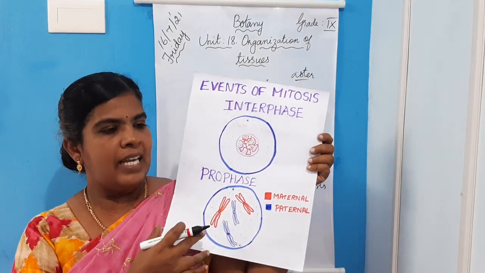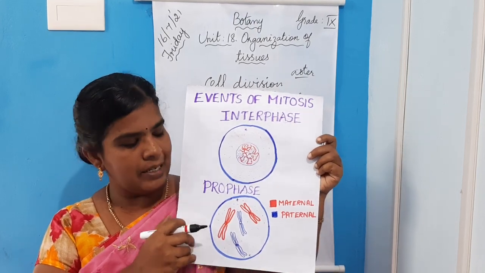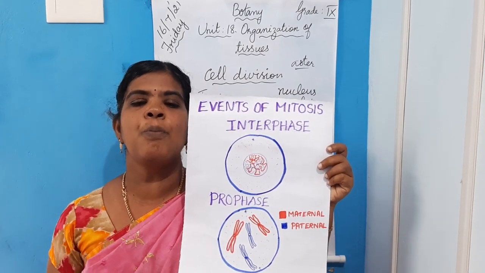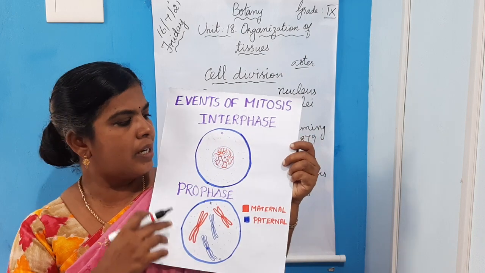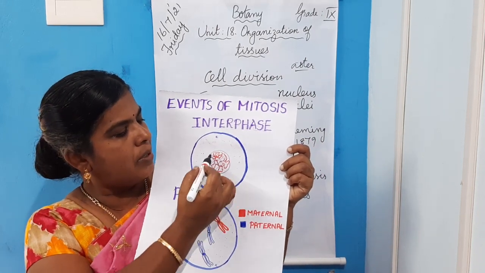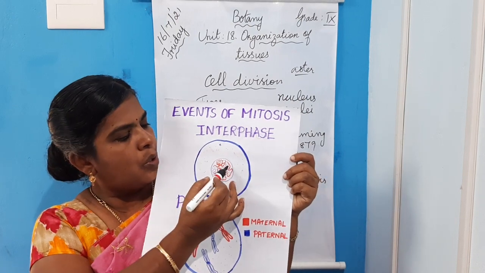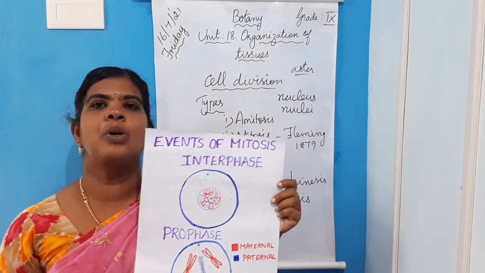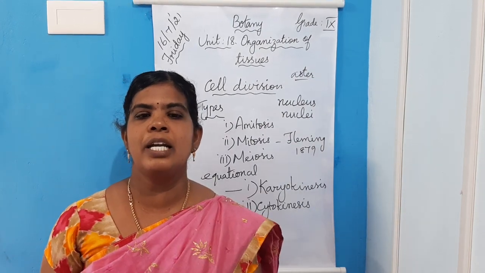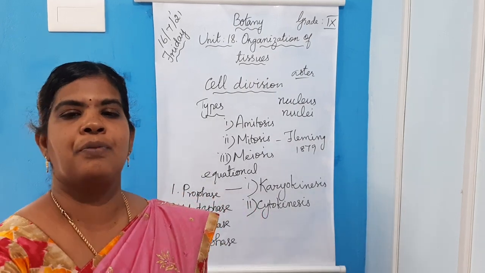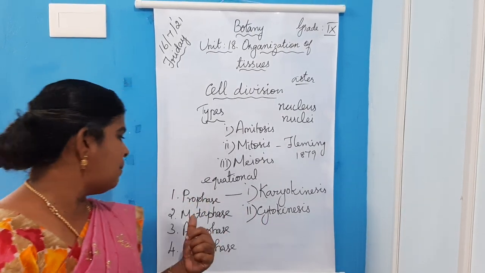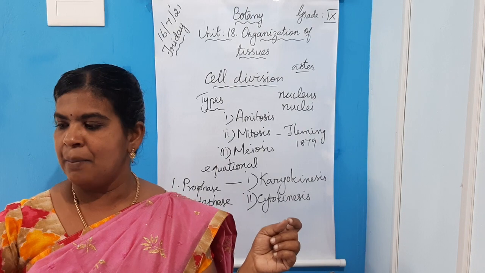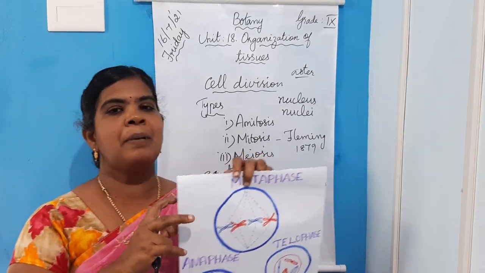Now, during this phase, spindle fibers start to appear between the two poles of the cell. The nuclear membrane and nucleolus disappear gradually during prophase. Okay, what is the second phase? It is metaphase. The second phase in karyokinesis is the metaphase. Meta means after.